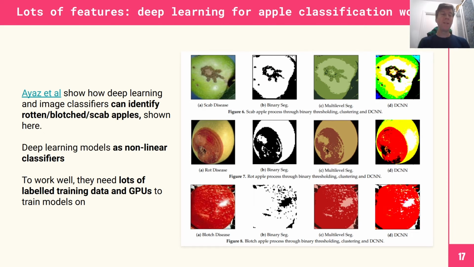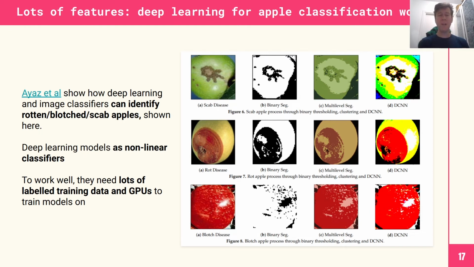So getting back to the example of having millions of features, differentiating between an apple and an orange is not too hard, let's be honest about it, right? But what can you do if you have millions of features of apples? Well, there's a paper referenced here that shows you can identify if an apple has scab disease, rot disease or blotch disease. And you can see here that the images shown are quite accurately finding the places on the apple where this disease has broken out.